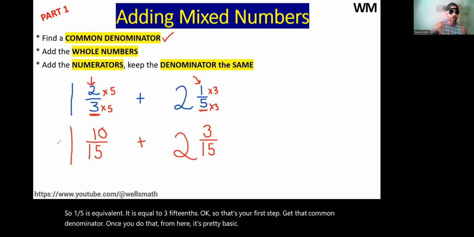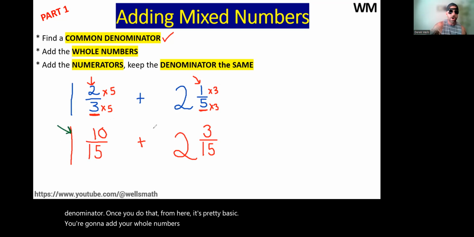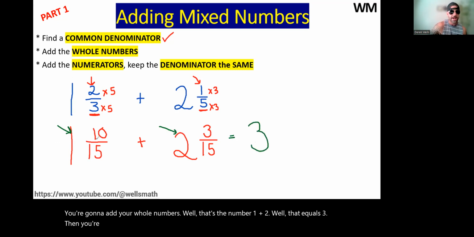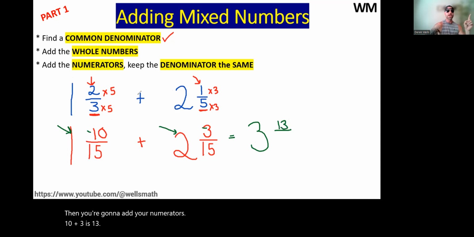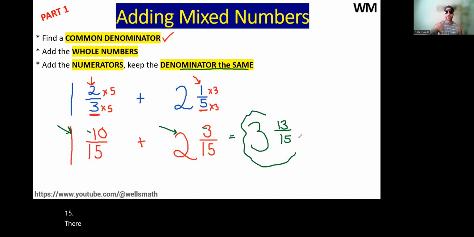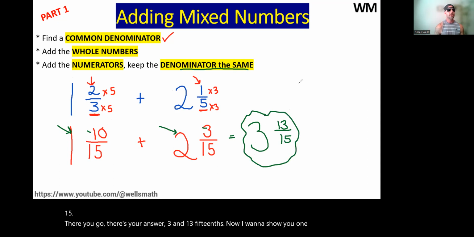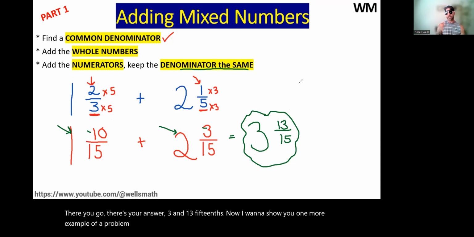You're going to add your whole numbers. Well, that's the number 1 plus 2. Well, that equals 3. Then you're going to add your numerators. 10 plus 3 is 13. And then you will keep your denominators the same, 15. There you go. There's your answer, 3 13/15.